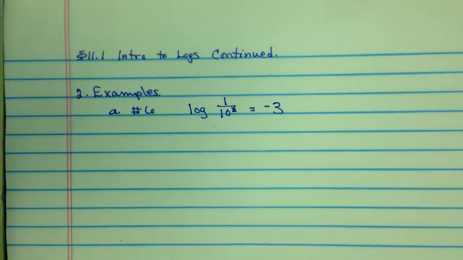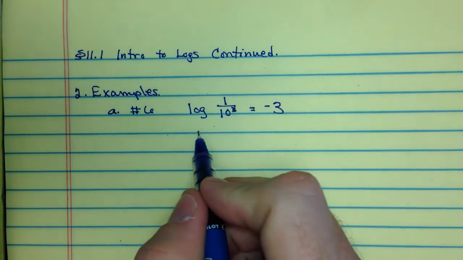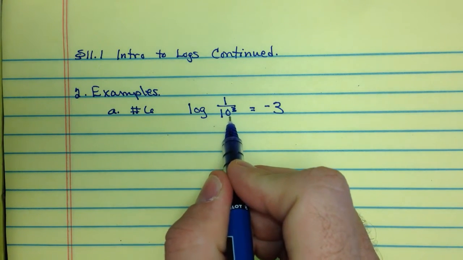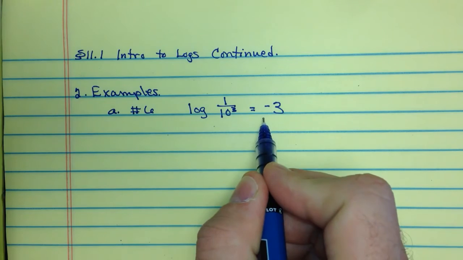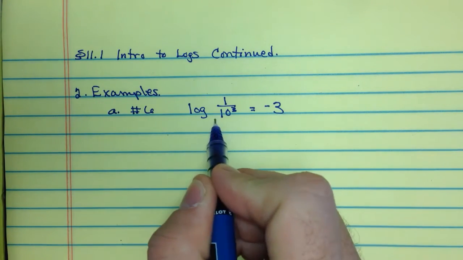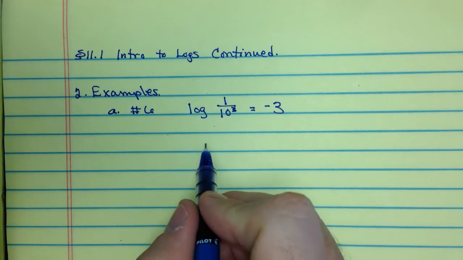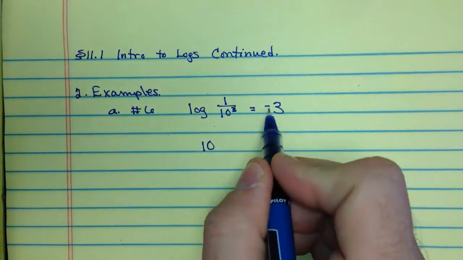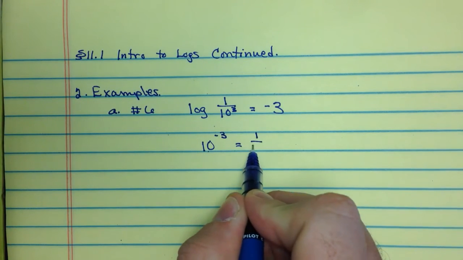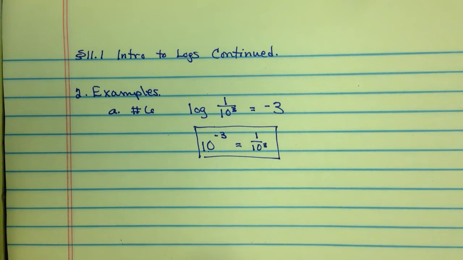Here you just use that log statement that I gave you earlier in the previous lecture. The left-hand side says, what do I raise 10 by to get 1 over 10 cubed? And the answer to that question is negative 3. So we read this as negative 3 is the power I raised 10 by to get 1 over 10 cubed, and we just write it that way. And that is exactly how you rewrite logarithms into an exponential equation.